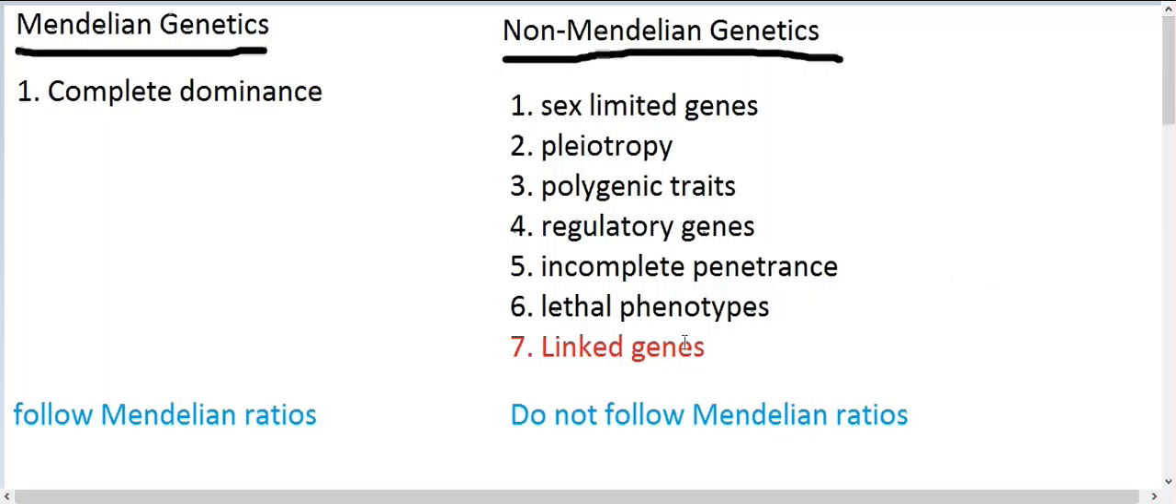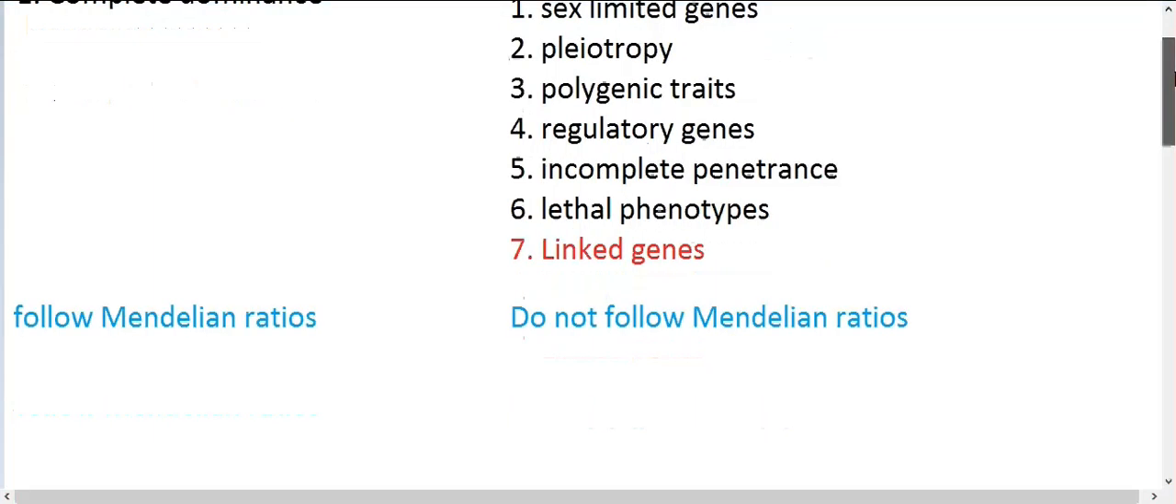So yeah, basically that's what it is. But what I'm going to be talking about in this presentation is linked genes. Well, let's go first and look at unlinked genes, to see what those kind of are.